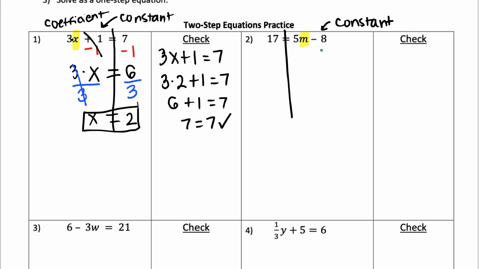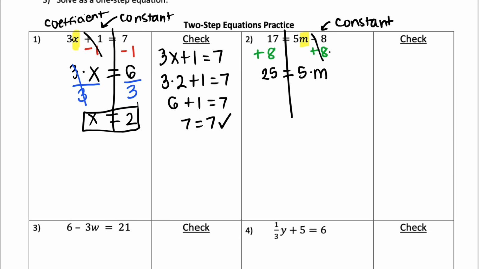So we're going to do the opposite of minus 8, and we're going to add 8, because this is really a negative 8 sitting here, and we're going to add 8 to it. So we're going to do that on the left side as well to keep things balanced. 17 plus 8 leaves us with 25. The equal sign comes down. 5m is coming down. And negative 8 and positive 8 will not come down because those make 0.